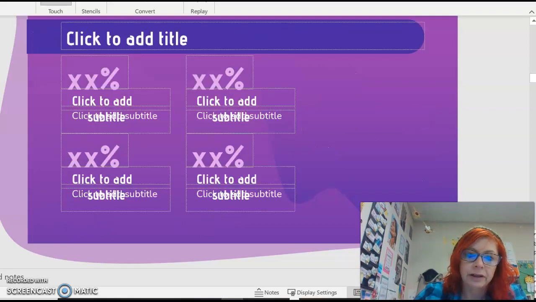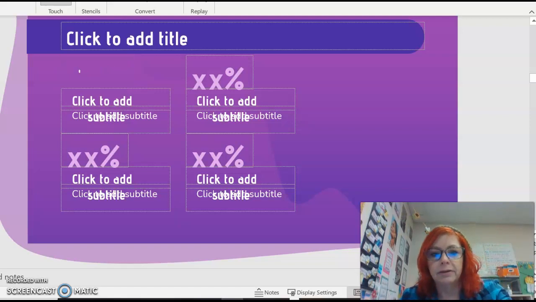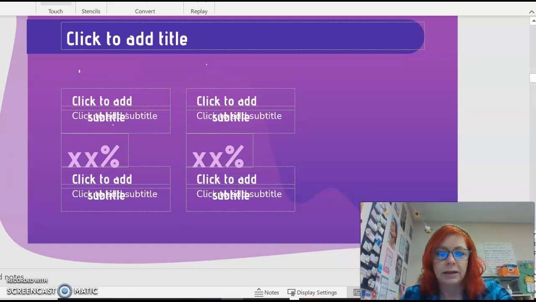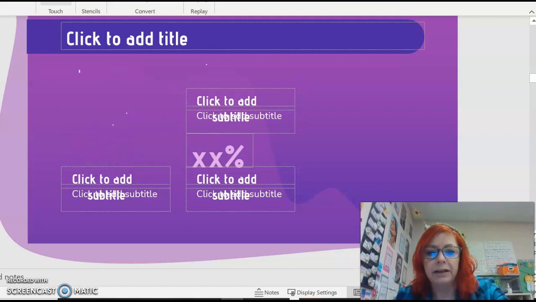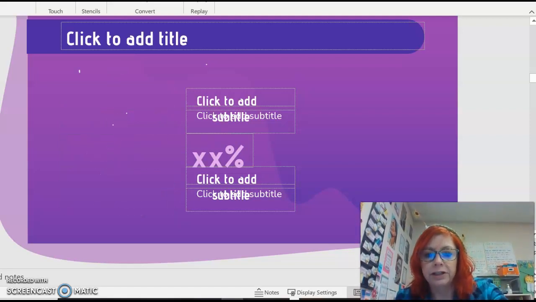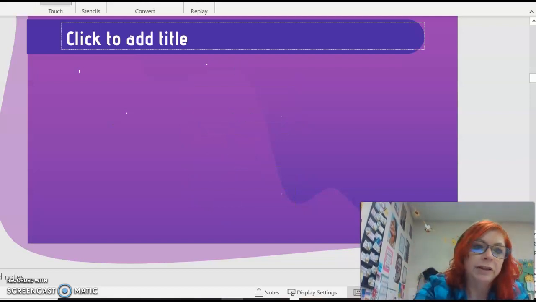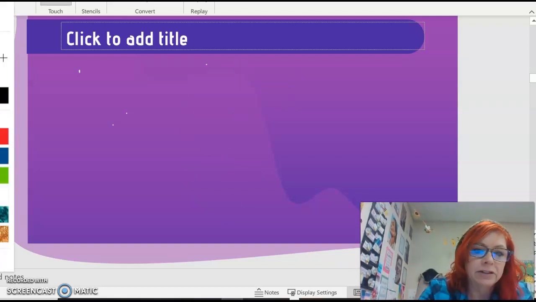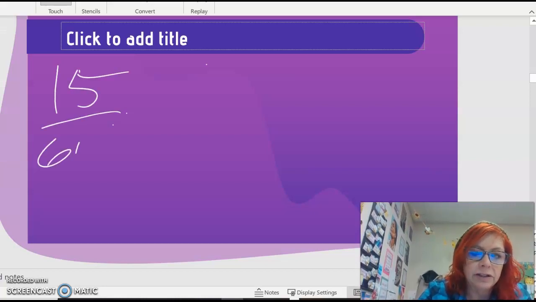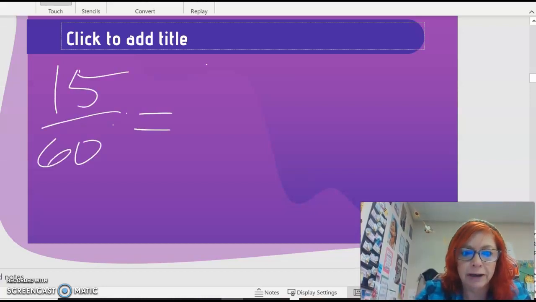However, if we take this fraction of 15 over 60 and work with that, that can help us out to get to the 100. Okay, so what can I divide both of these by?